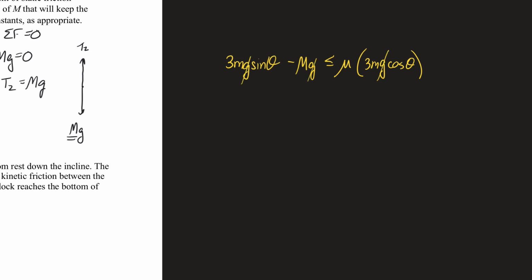And I want to solve this for capital M. So I'll have 3m sine theta minus 3 mu m cosine theta is less than or equal to big M. This is kind of what we wanted anyways, but if you read it from the right side to the left side, it says that the mass has to be bigger than or equal to this. So equal to is the smallest it can be, so we have a minimum in place.